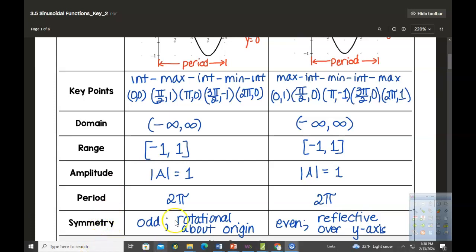Now, why are we calling it sinusoidal? More like my sinus infection, sidal. I don't know.